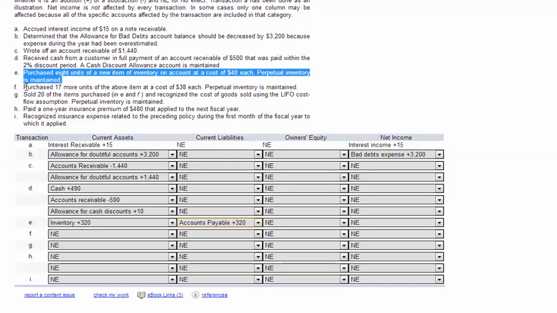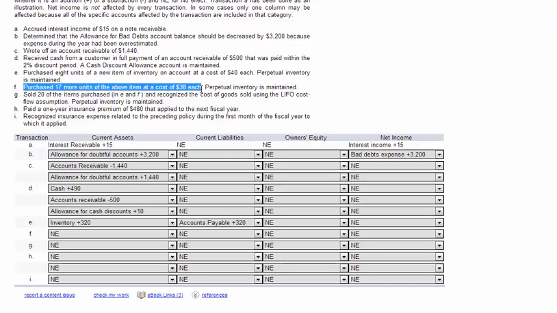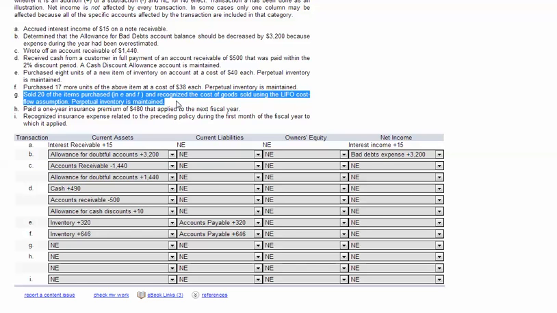Let's look at F. Purchase 17 more units of the above item at $38 each. Perpetual inventory is maintained. Okay, we should have the same entry, 17 times 38. Looks like we don't really have to calculate that. We can just go ahead and use what they have done for us. Now in G, we sold 20 of the items purchased in E and F and recognized the cost of goods sold using the LIFO cost flow assumption. Perpetual inventory is maintained.